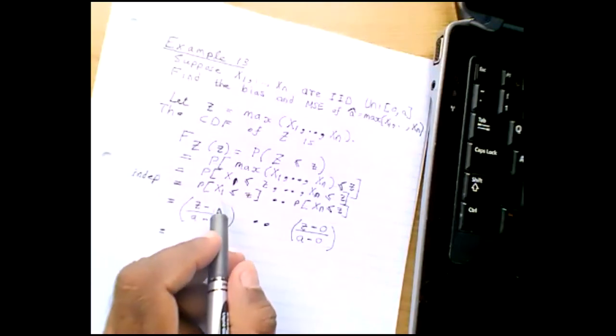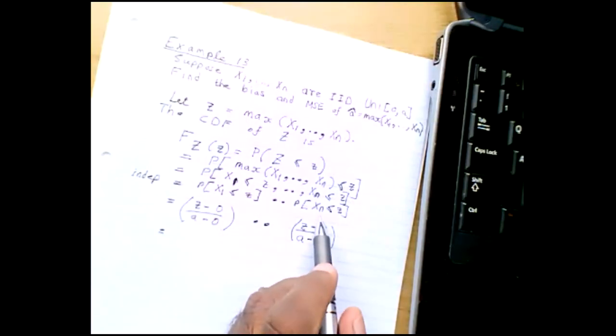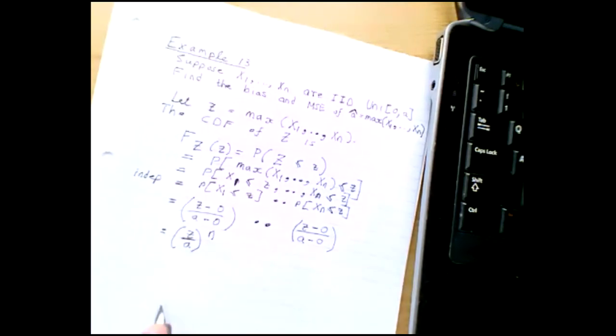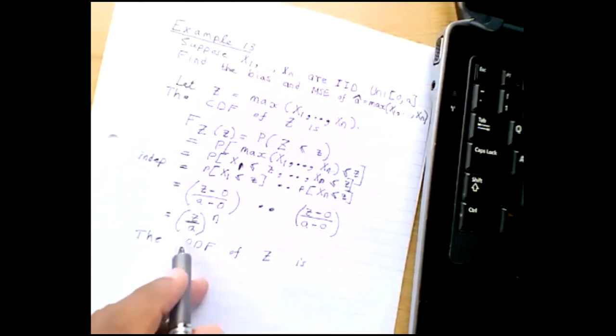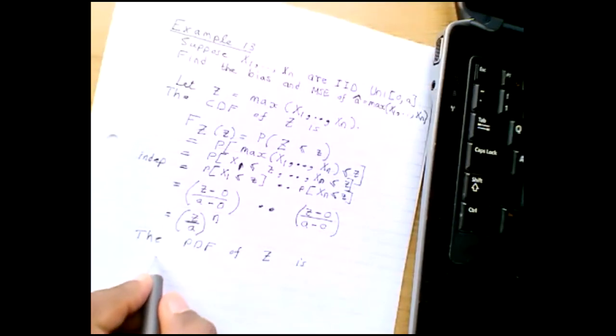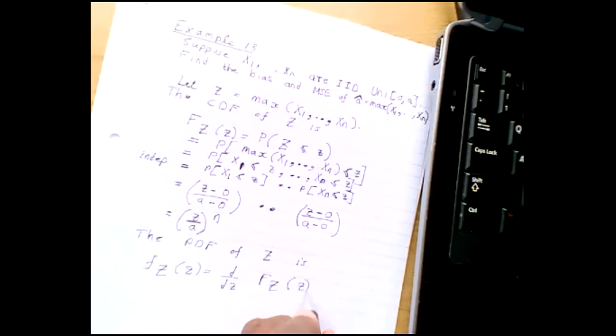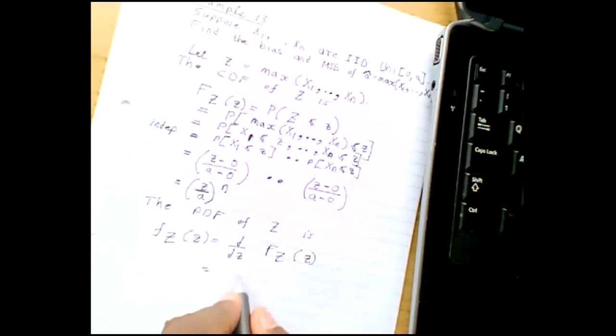This is the CDF of X1 at z, and this is the CDF of Xn at z. So what you have is the CDF of Z. Hence the PDF of Z, you just take the derivative of this with respect to z. So you differentiate the CDF with respect to Z, which will give you the following. This is what you will get.